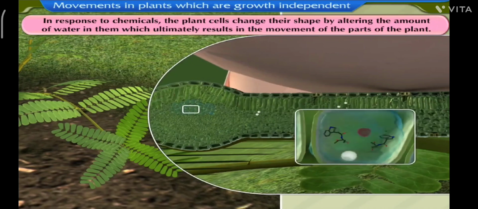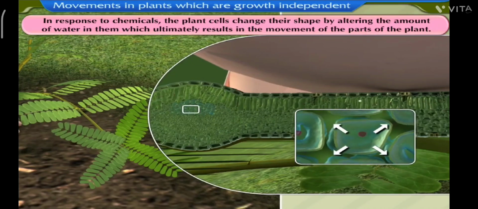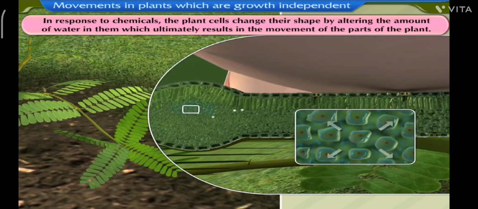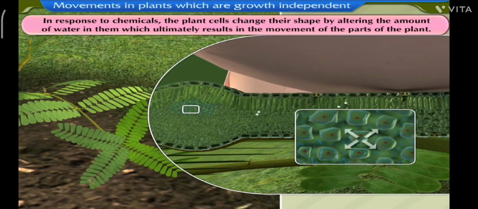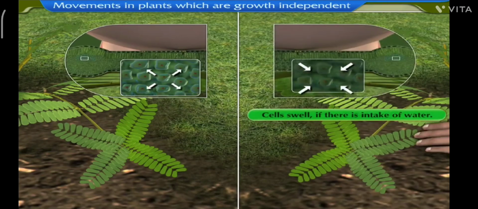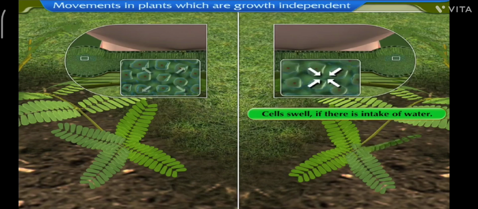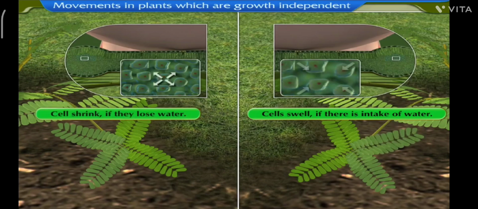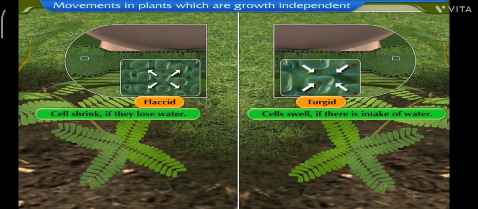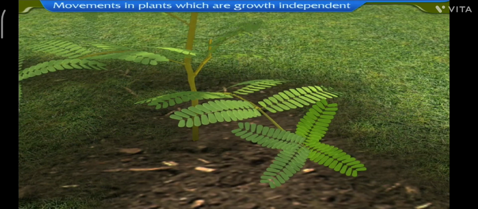In response to these chemicals, the plant cells change their shape by altering the amount of water in them, which ultimately results in the movement of the parts of the plant. The cells either swell if there is intake of water, or they shrink if they lose water. That is, a cell becomes turgid or flaccid. This results in the movement of the parts of the plant.